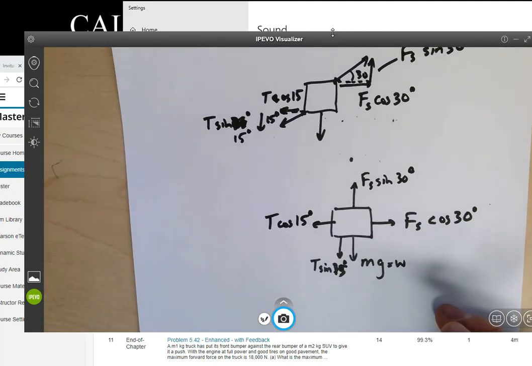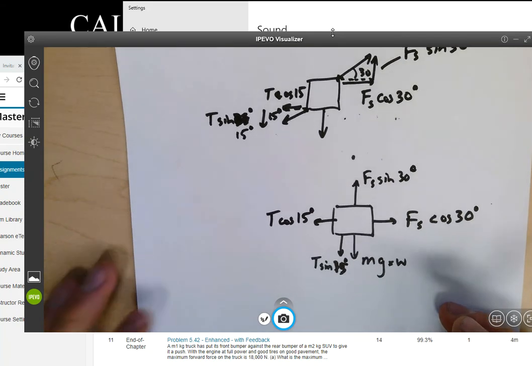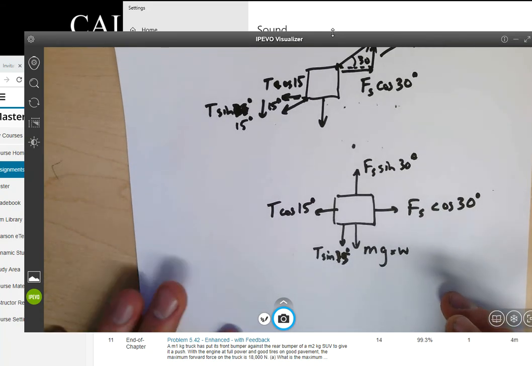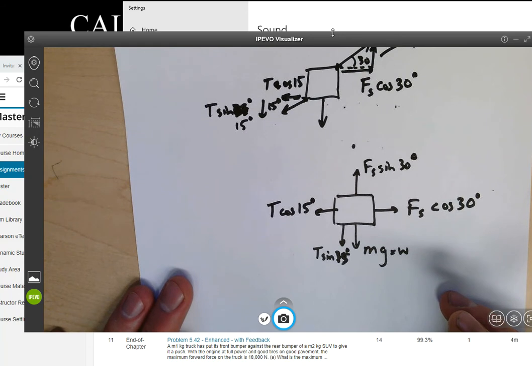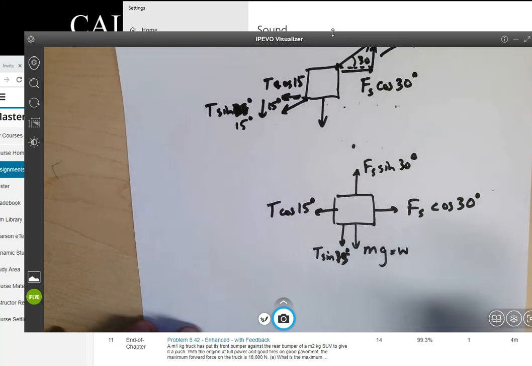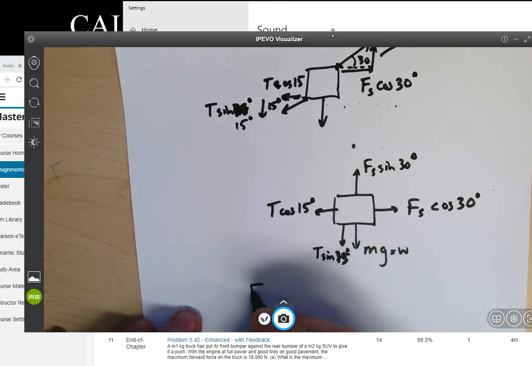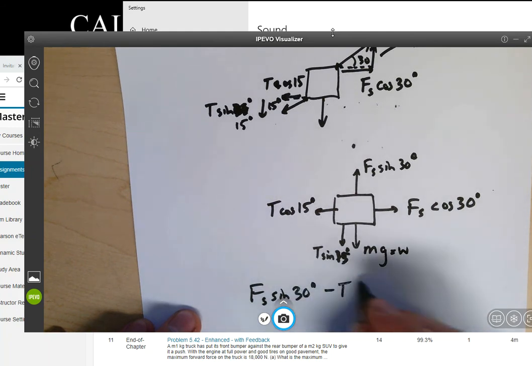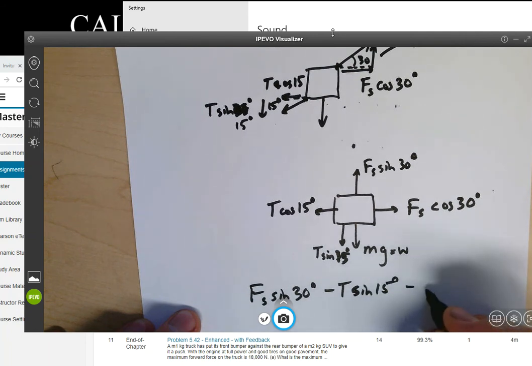So in other words, this is a kind of problem where we can sum up the forces in the x and in the y direction. So when you do that, let's sum up the forces in the y direction. We have the force of the sail times the sine of 30 degrees minus the tension times the sine of 15 degrees minus the weight is equal to 0.